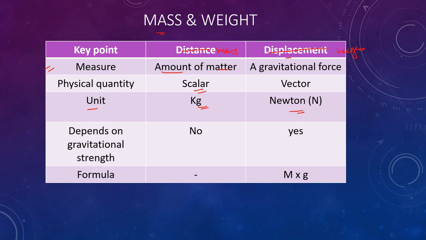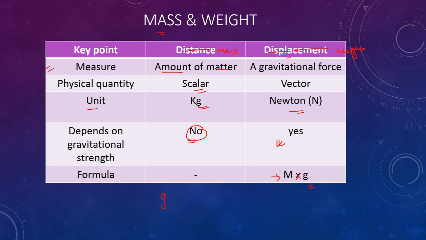So does mass depend on gravitational strength? No. And what about weight? It depends on it. So what is the formula of this weight? It is the mass multiplied with the gravitational field strength, which is called g. So from this, is it clear why weight is called a vector quantity? Because it is dependent on g.